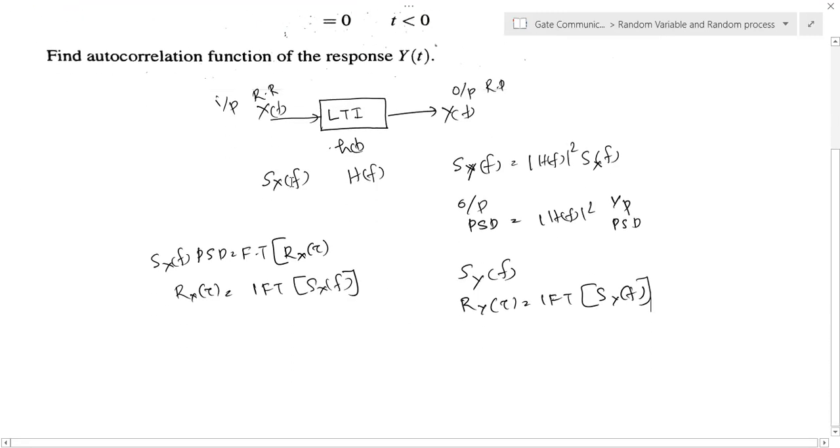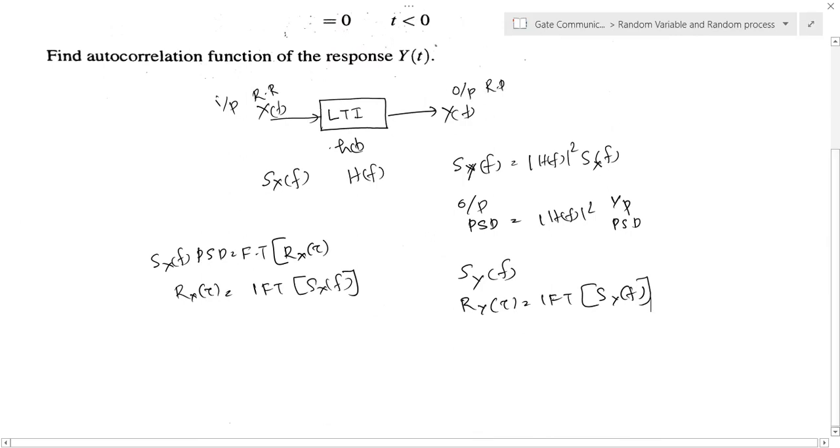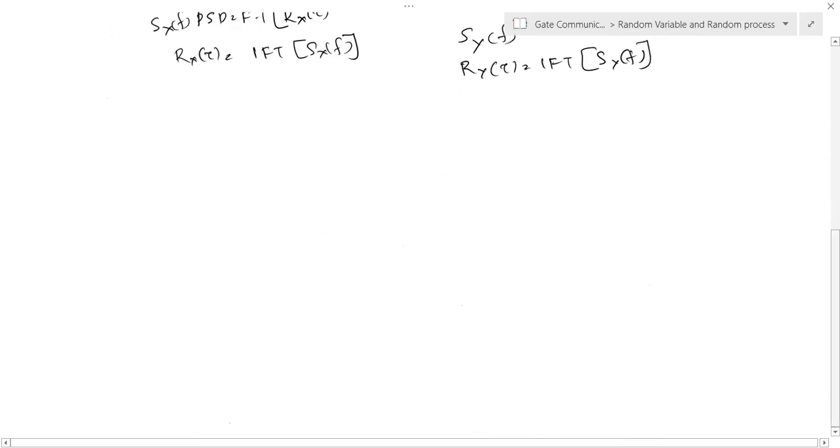So first we need to find Sx of f by taking the Fourier transform of this Rx of tau. In this particular question, Rx of tau is given by e raised to minus 4 modulus of tau, and h of t is given by the equation e raised to minus 2t for t greater than 0 and 0 for t less than 0.